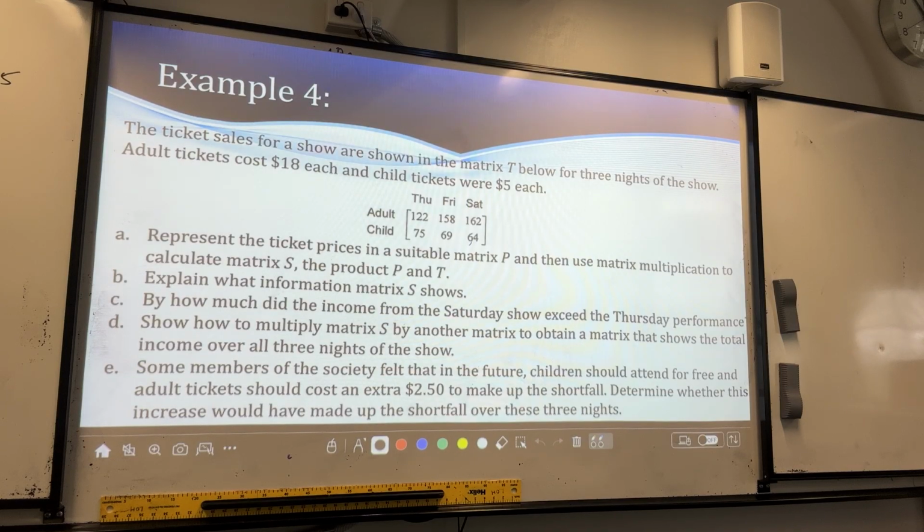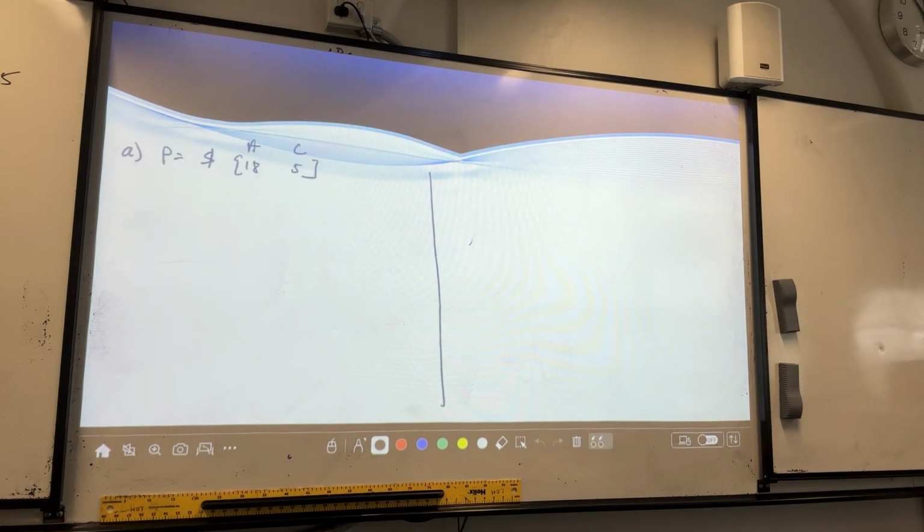So you know you need P and T. It did not tell you whether it's T times P or P times T. But you want the ticket price to calculate the product of P and T. So in this case, what I'm doing is writing up P, the cost of adult and child. $18 per adult and $5 per child. And then S is P times T, and you work out Thursday night, Friday night, and Saturday night, how much takings you get. Alright, you need to work out how much takings you get.